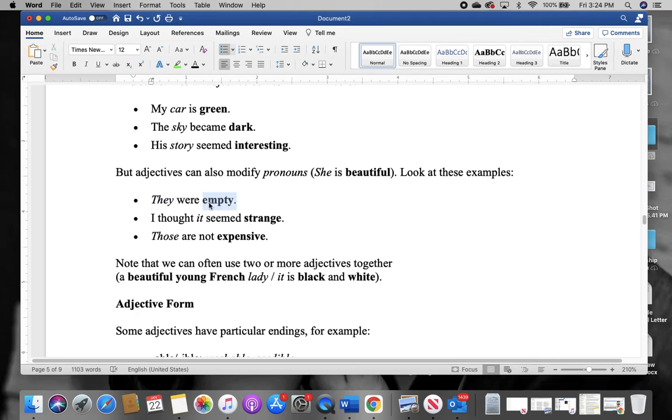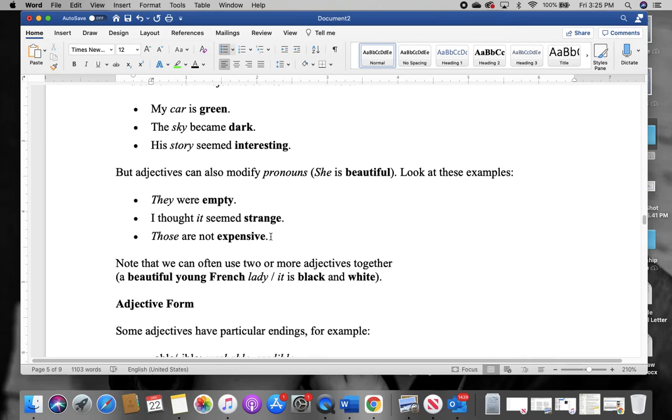But this "empty" provides additional descriptive information that could be useful for whatever context this would be in. I thought it seemed strange. And again, "strange" is coming after that linking verb. "Were" also comes from the to be verb. Also, "are not" is also a to be verb. So also note that these adjectives are also coming after linking verbs.